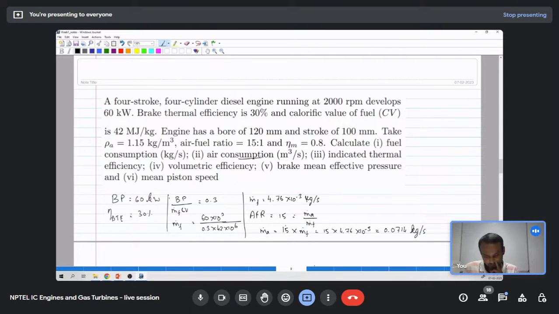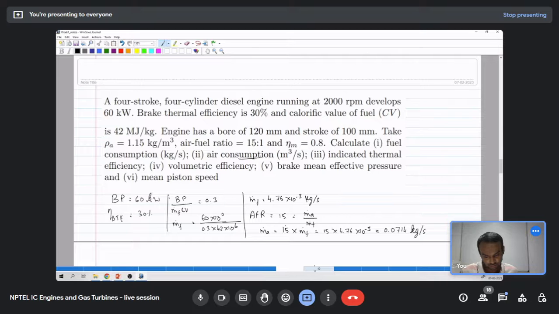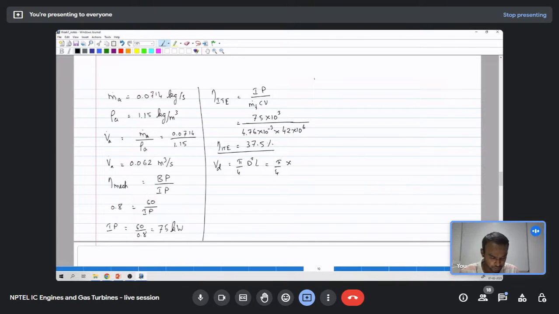Next we have volumetric efficiency. For volumetric efficiency we have been given the bore and stroke, and we know the volume flow rate, and we know the RPM also. So first I would calculate the displacement volume. Vd is pi by 4 d square L, which is pi by 4 into d, which I would write in terms of cc. Bore is 12 centimeter and stroke is 10 centimeter, so 12 square into 10.